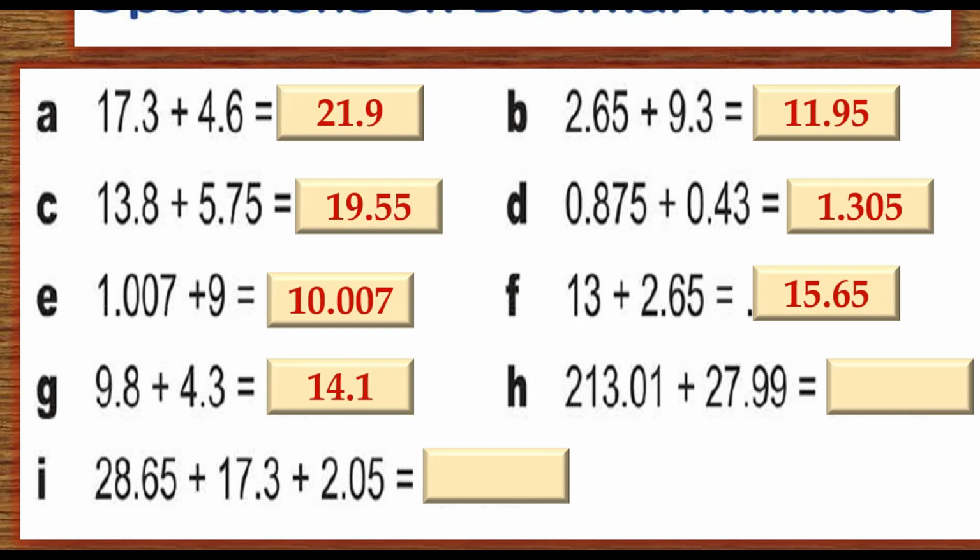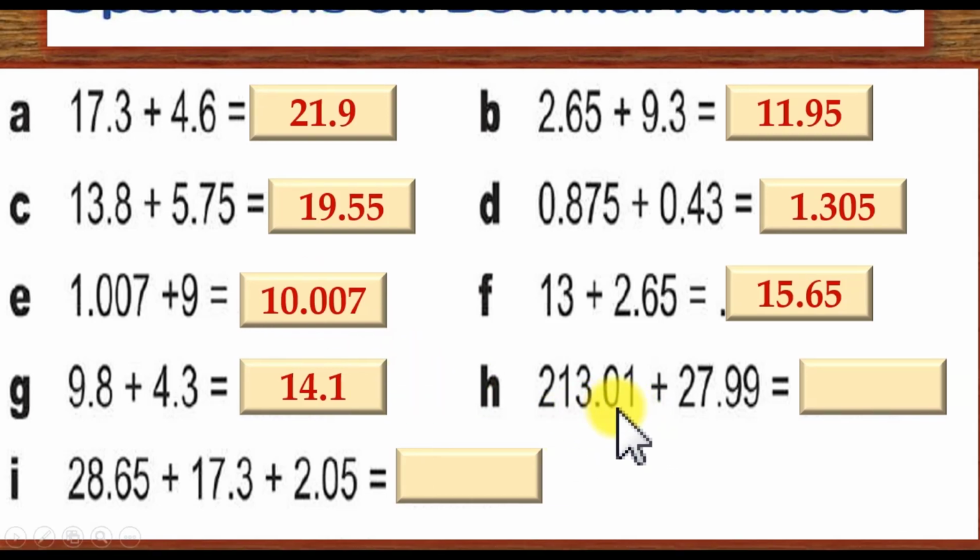213 and 1 hundredths plus 27 and 99 hundredths. Also here we have equal parts because we have 2 digits to the right of the decimal point and here we have 2 digits to the right of the decimal point.